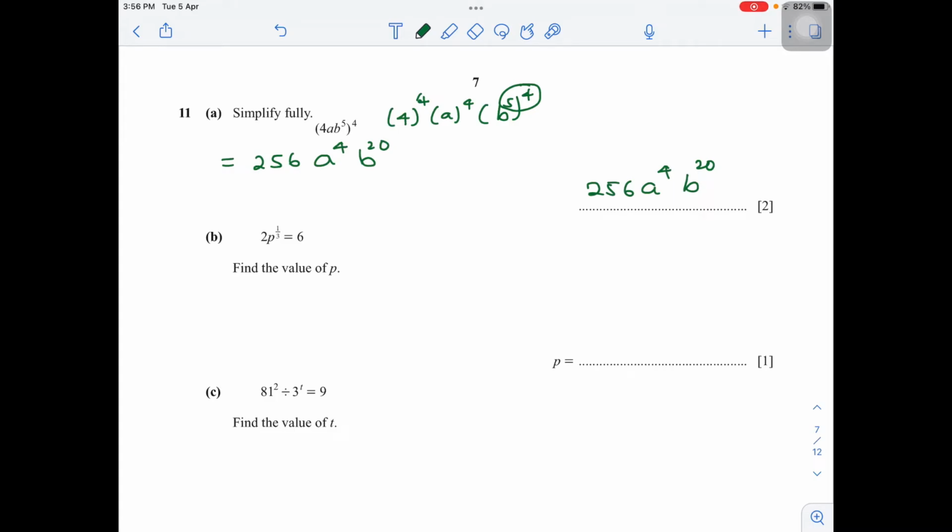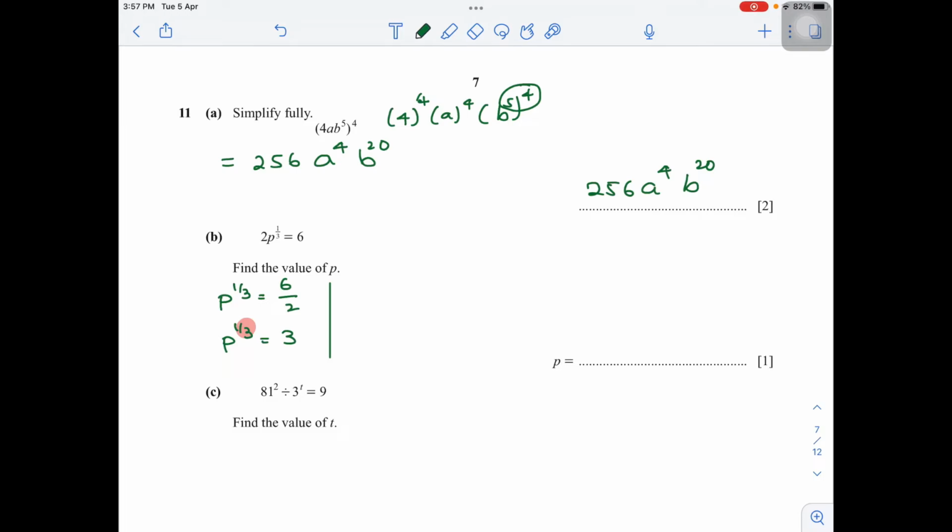2p to the power 1/3 is 6. Send 2 to the other side. So p to the power 1/3 is 6/2. P to the power 1/3 is 3. Now what I need is p on its own. I don't need power 1/3. So what do I do about power 1/3? Send it to the other side.